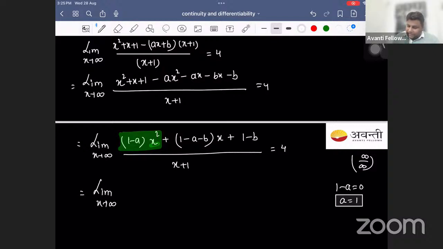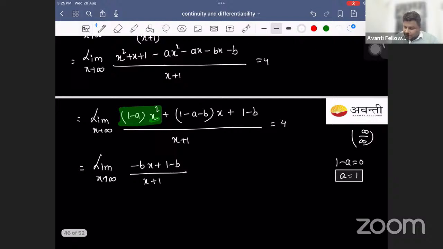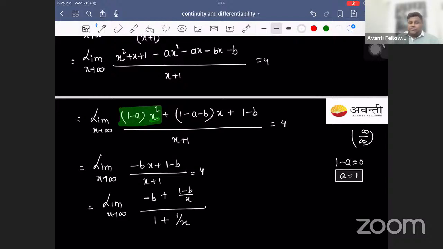If I place a as 1, it is (minus bx plus 1 minus b) upon (x plus 1). This is given as 4. So it is limit x approaches infinity. Take x common from numerator and denominator: (minus b plus (1 minus b) upon x) upon (1 plus 1 by x). Now, as x approaches infinity, this term is 0, this term is also 0. Your answer is minus b, which equals 4.